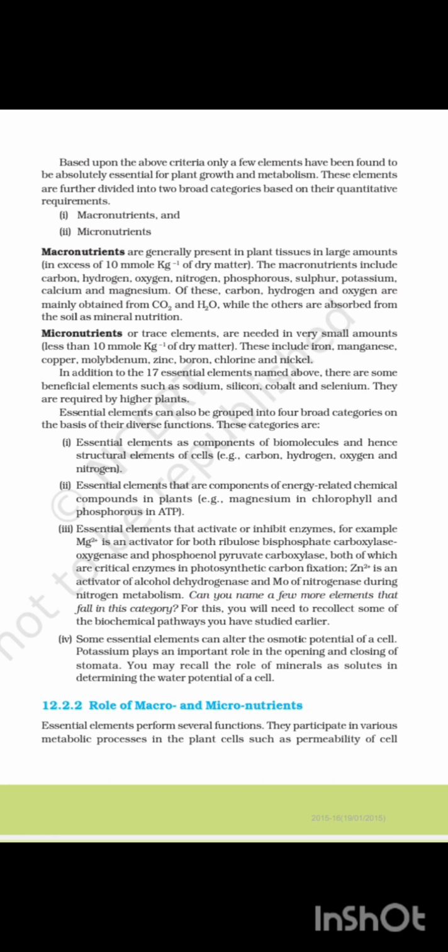Can you name a few more elements that fall in this category? For this, you will need to recollect some of the biochemical pathways you have studied earlier. Fourth, some essential elements can alter the osmotic potential of a cell.